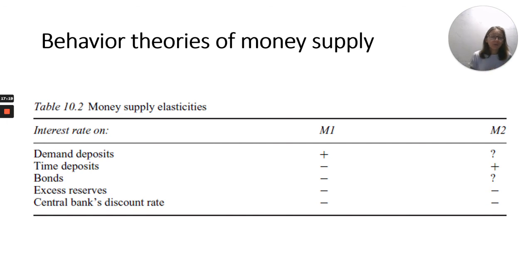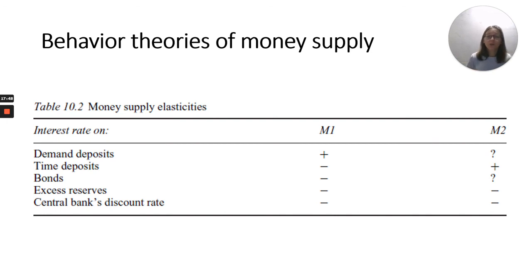In the case of M2, the situation is different. We see a positive effect of the interest rate on time deposits, which is again logical, meaning that as M2 includes time deposits, higher interest rates on time deposits motivate people to put more money in time deposits, and so M2 increases. We also see the same results as in the first case with excess reserves and the central bank discount rate, which in general changes the behavior of commercial banks.